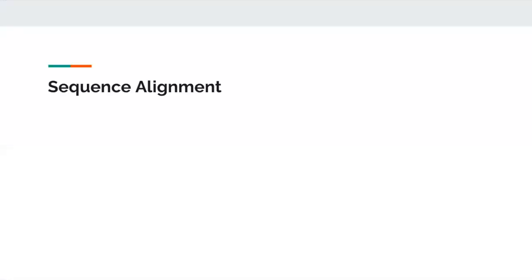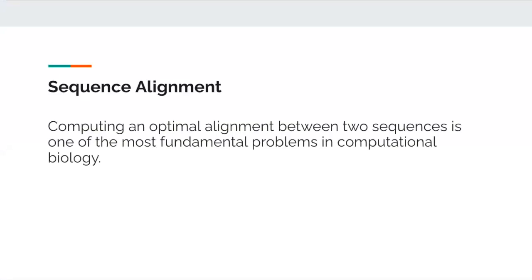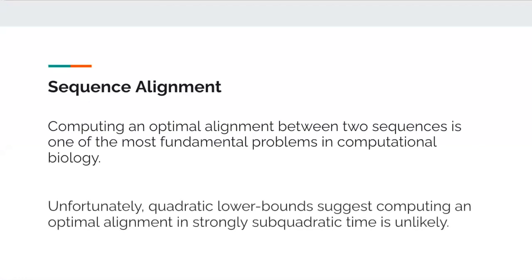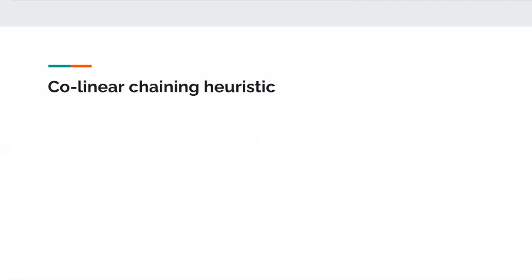As everyone watching this probably knows, sequence alignment is one of the most fundamental problems in computational biology. Unfortunately, computing an optimal sequence alignment is not as easy as we might like. Even when we look at only two sequences, doing significantly better than the quadratic time dynamic programming algorithm for edit distance seems hard. This has been shown through conditional lower bounds based on the strong exponential time hypothesis. So we turn to heuristics, which is where collinear chaining comes in.